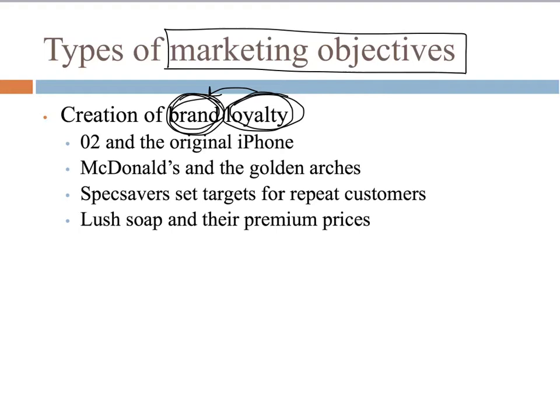McDonald's aimed to maintain the golden arches as the most widely recognised corporate logo in the world. Specsavers aimed to set a percentage of repeat customers, so it might be that they want 40% of customers to keep coming back. Lush, who make premium soaps, are able to set a premium price in comparison with other retailers because they have goodwill, they have brand loyalty.